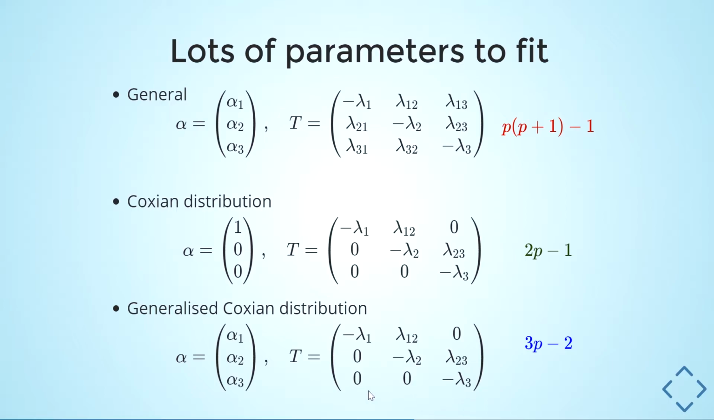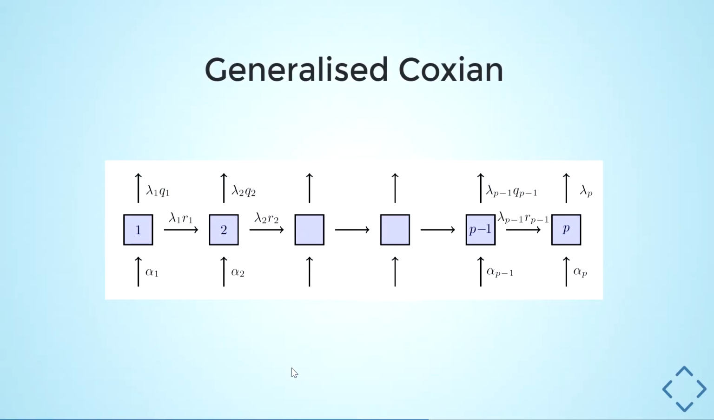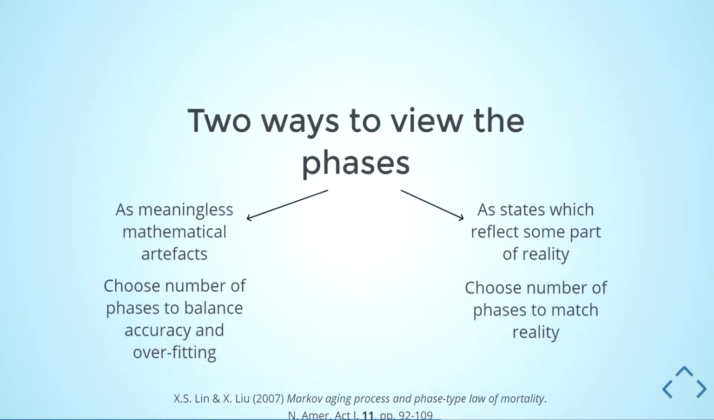So this last one is the style that we were using in our paper, the generalized Coxian, which is to say that the Markov chain begins at any phase, it can die at any phase, but if it's not dying, it's only going up one phase at a time, okay, i to i plus 1, and so on, up to p.